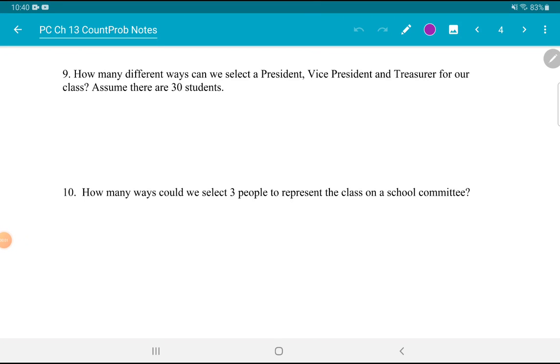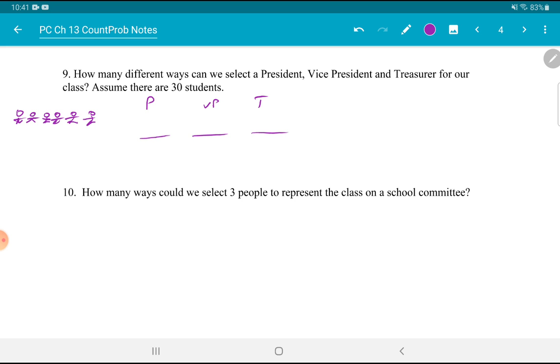How many different ways can we select a president, vice president, and treasurer for our class? Assume there are 30 students. All right, so in this class, if we have three particular positions we need to fill, which is president, vice president, and treasurer, as I've done before, we've got our stick figures of 30 people, okay?